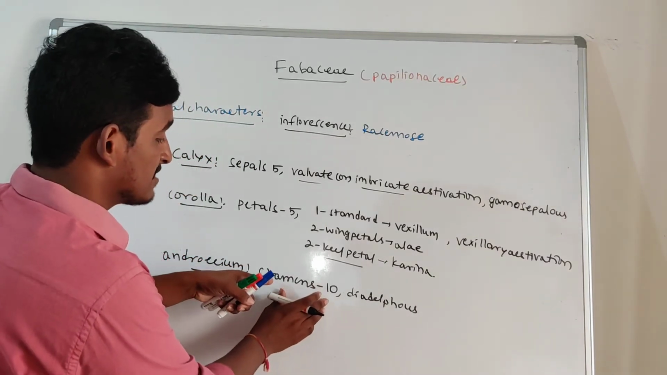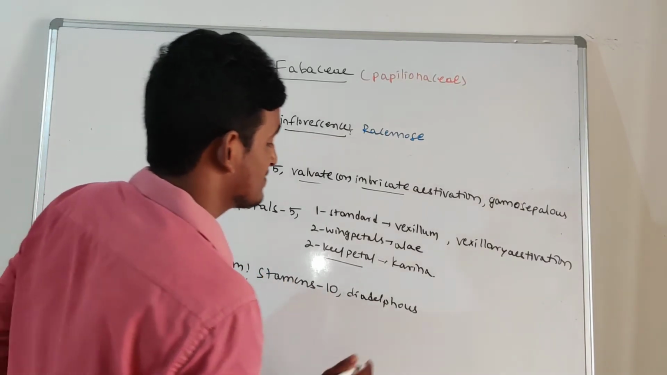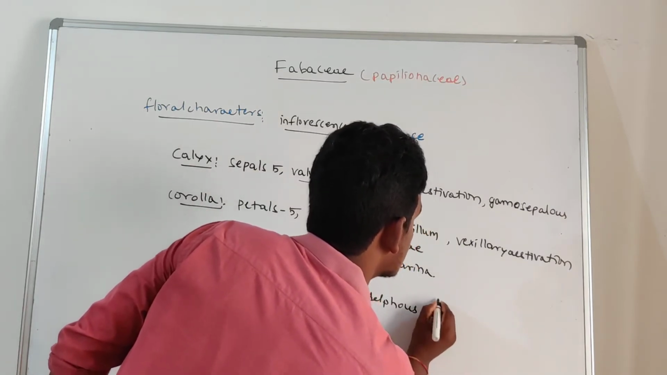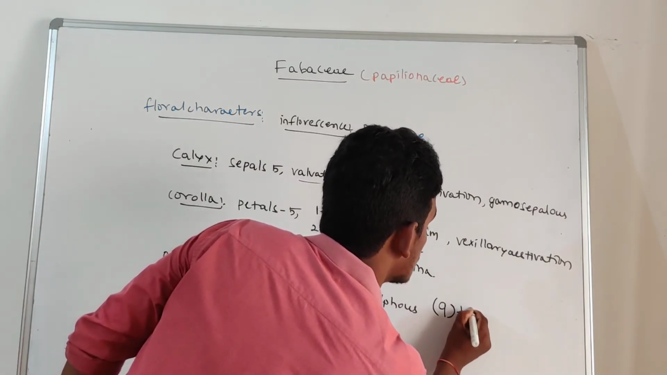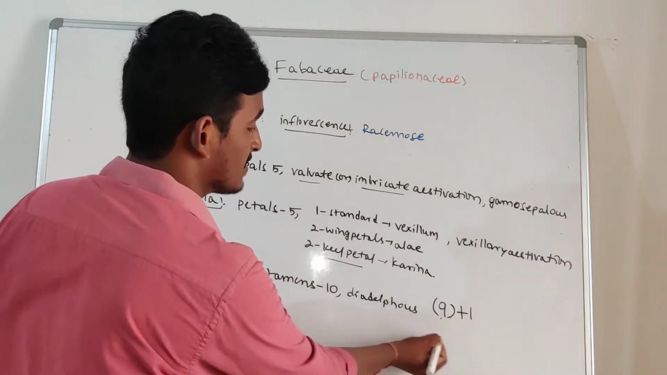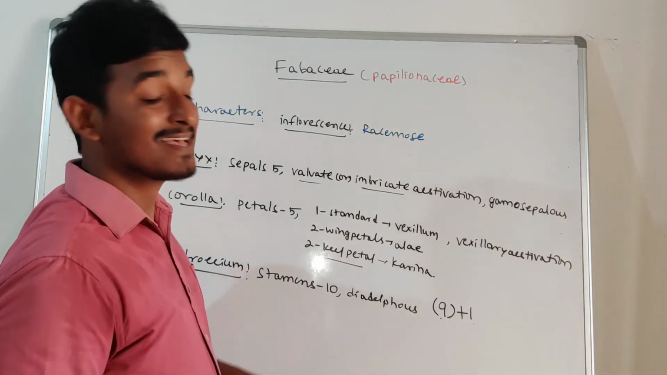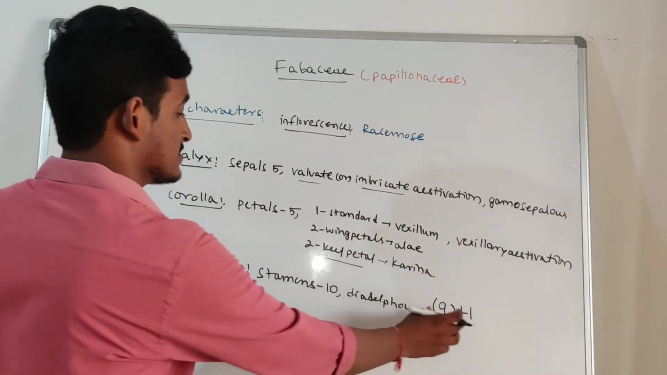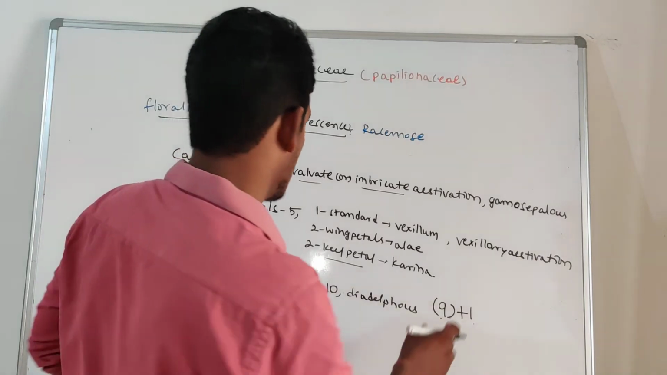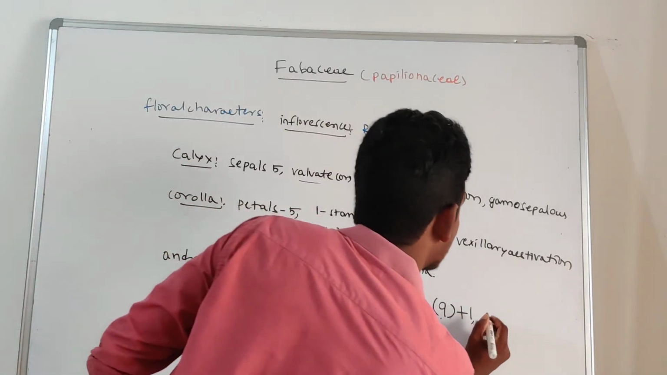What is the total number of stamens here? 10 stamens. Out of these 10 stamens, 9 stamens are united and one stamen is free. So the 9 stamens form one bundle, and the single stamen forms another bundle. This type of condition we call diadelphous, right? Along with this, the anthers are dithecous.